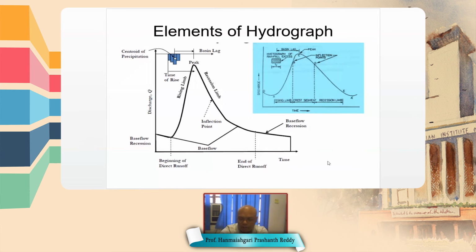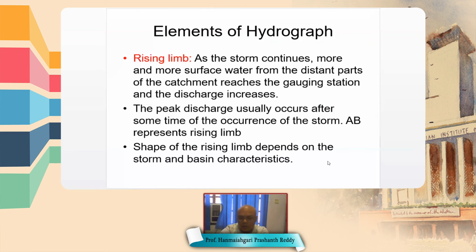So I'm going to discuss the methods to be used for separating base flow. So these are the elements of the hydrograph, starting with the rising limb. As the storm continues, more and more surface water from the distant parts of the catchment reaches the gauging station, and discharge increases. So big discharge usually occurs after some time from the occurrence of the storm.